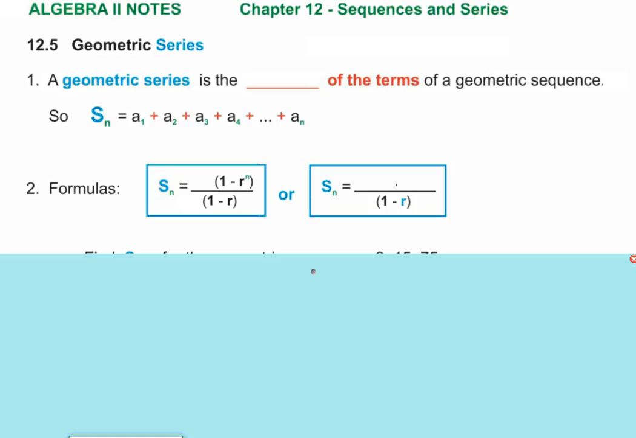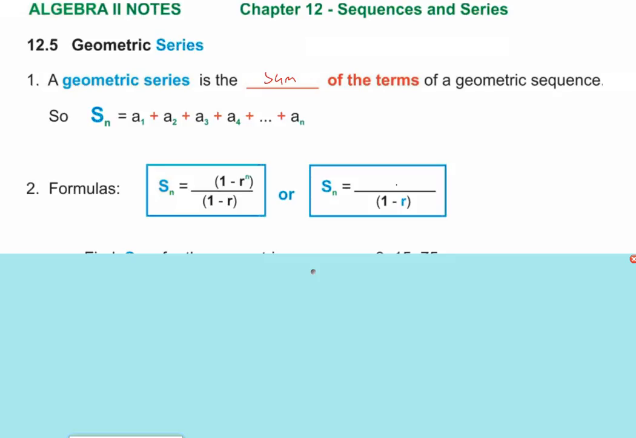All right, so counterpart to yesterday's lesson, we looked at summation with arithmetic sequences series, and now we have to do the same thing with geometric. So yesterday arithmetic, today geometric. So same idea. Geometric series is the sum of the terms of a geometric sequence.